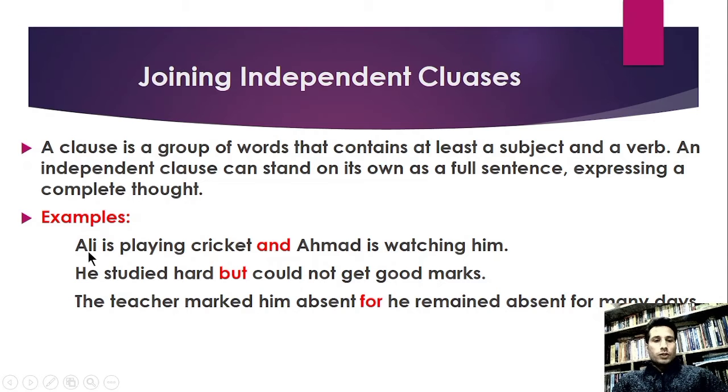For example, Ali is playing cricket, Ahmed is watching him. So we have two clauses here. Ali is playing cricket, it's a separate clause, and Ahmed is watching him, it's another clause, but we join them into one sentence with the help of and. So here and is a coordinating conjunction.